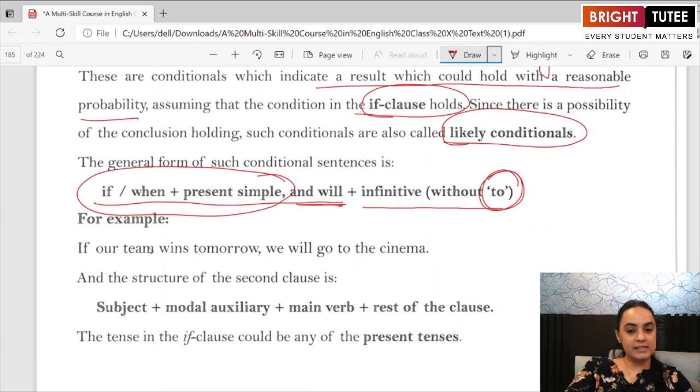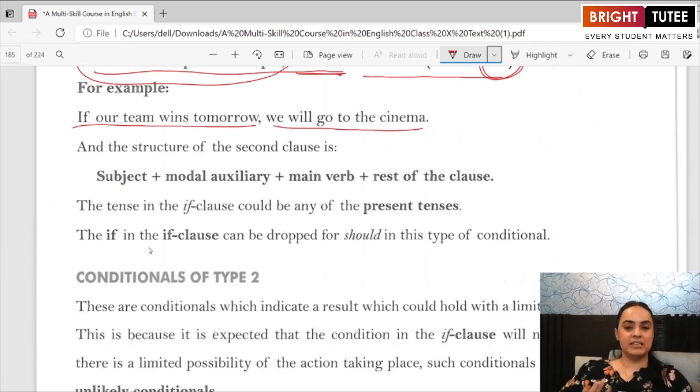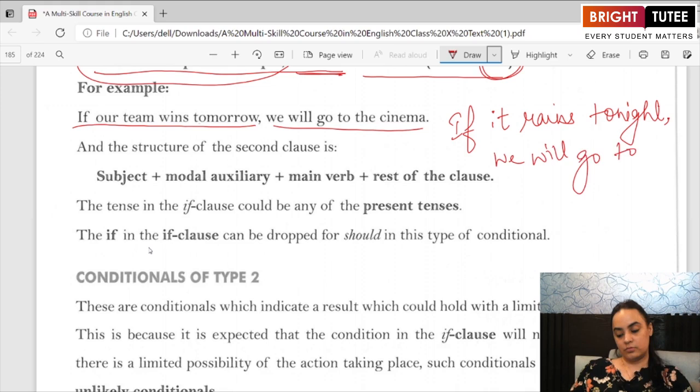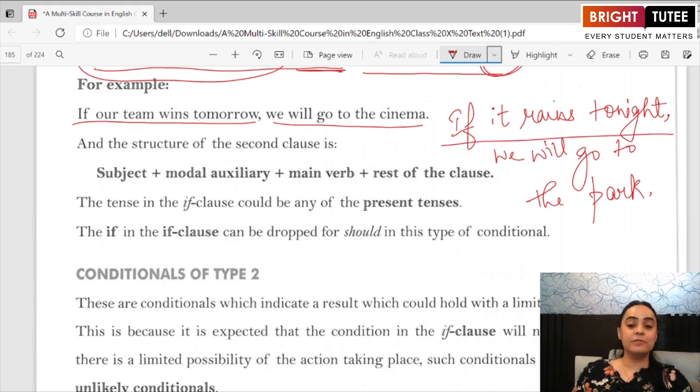Let us look at the example. If our team wins tomorrow, we will go to the cinema. So we will go to the cinema only if the team wins tomorrow. It is not sure that the team is going to win, right? This is just a probability. If it rains today or tonight, we will go to the park. So you see, the possibility for the main clause to take place depends on my if clause.